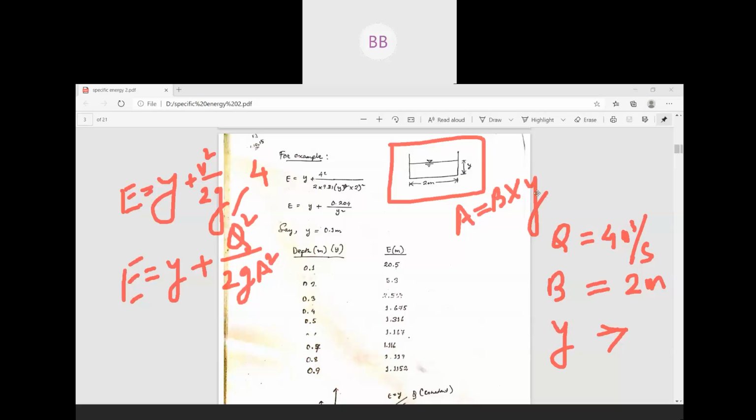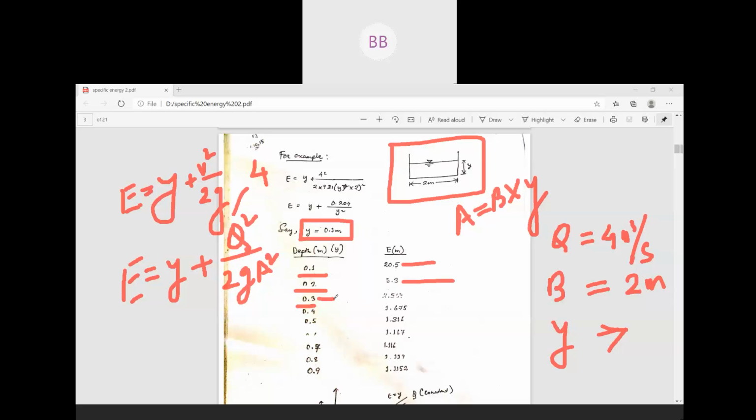So what we are going to do is vary this y value and see how the specific energy varies. Say the first y value we take is 0.1, and then we increase the y value by 0.1. We first substitute the y value 0.1 and find the specific energy. Then we increase the y value, and the discharge remains constant. Then we change the y value and see what the specific energy will be.